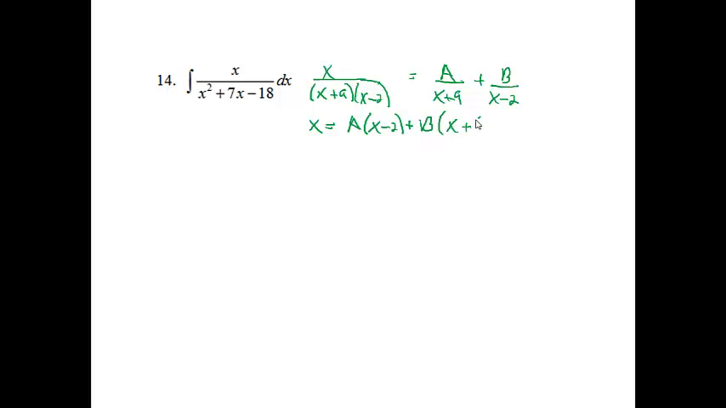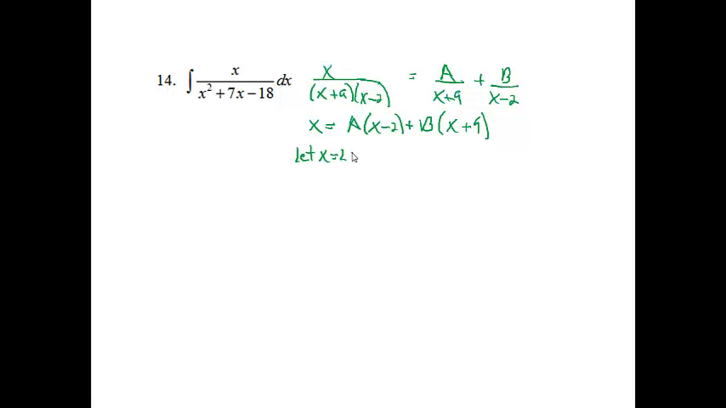Okay, next one we have the integral of x over x squared plus 7x minus 18. It did say to use partial fractions. I do notice that I don't have to do long division because the degree of the numerator is not greater than or equal to the degree of the denominator. So I am ready to go ahead and factor. That will factor as x plus 9 times x minus 2. And then I get to separate it into A over x plus 9 plus B over x minus 2. And then when I rewrite the denominators, I'll get x equals A times x minus 2 plus B times the quantity x plus 9. I'm ready to solve for A and B.